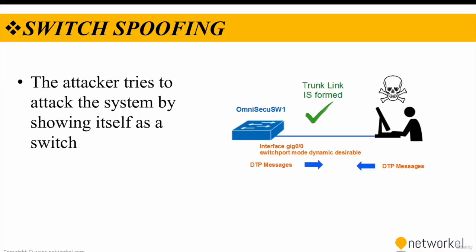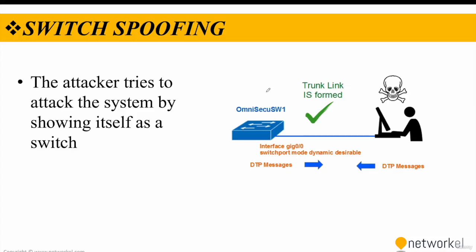So for example, guys, as you are seeing on the screen, the attacker can configure their device to act as a switch and send trunking negotiation protocols like DTP, Dynamic Trunking Protocol, to the legitimate switch. And if it is successful, the switch may allow the attacker's device to access multiple VLANs or extend VLANs to unauthorized locations.